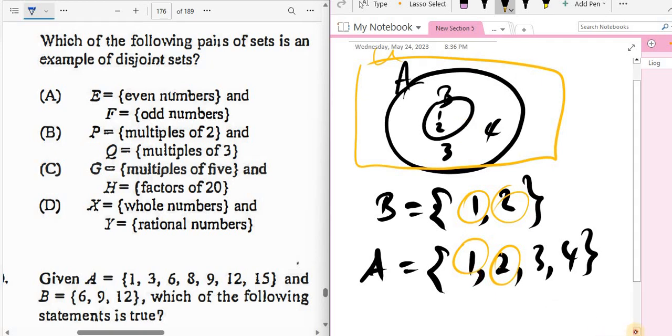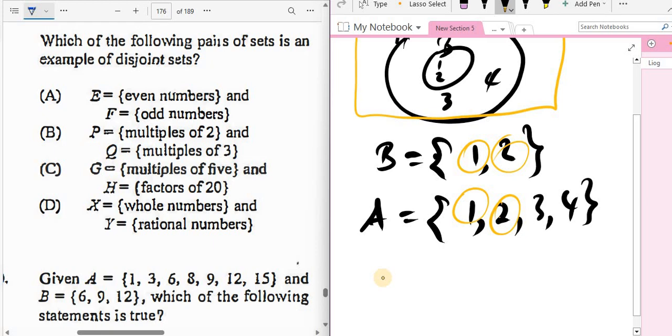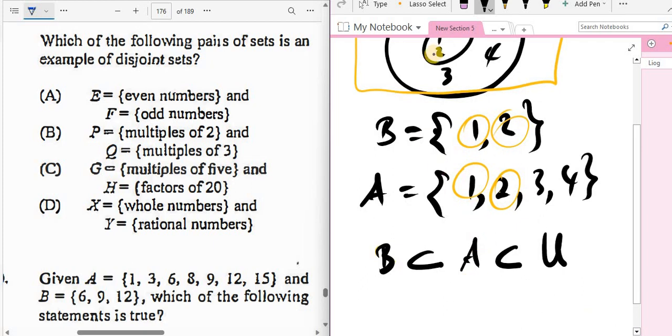I'm going to use this notation. B, let's write it properly. B is a subset, a flattened C, of A. And A is a subset of the universal set, which implies that both are subsets of the universal set. So what does this notation mean, guys? This symbol here. Subset of, yeah.